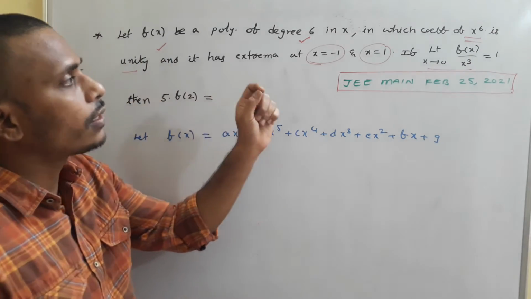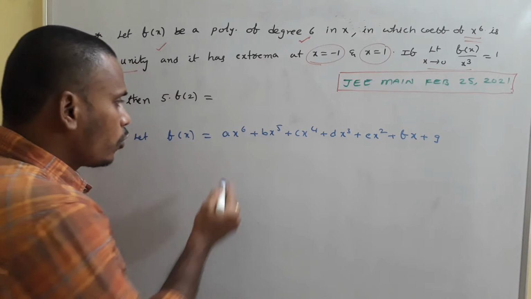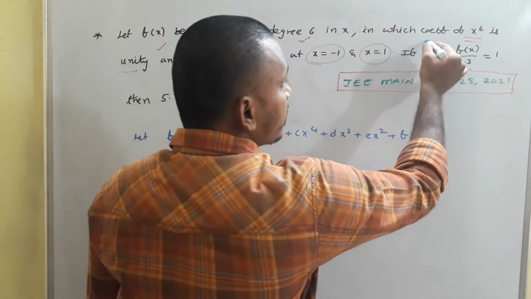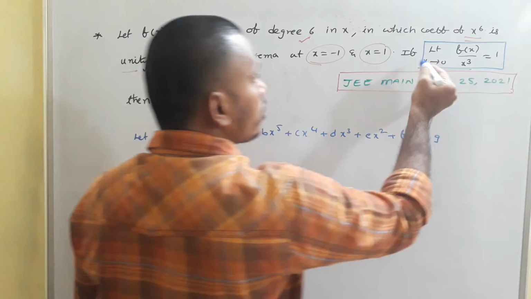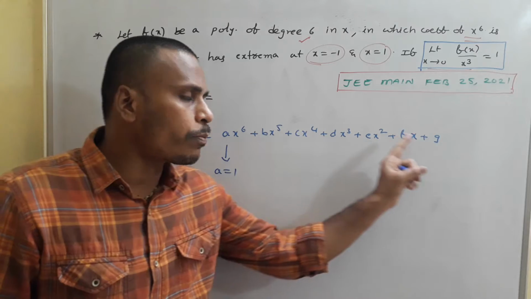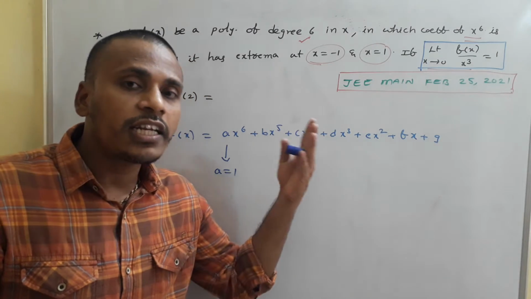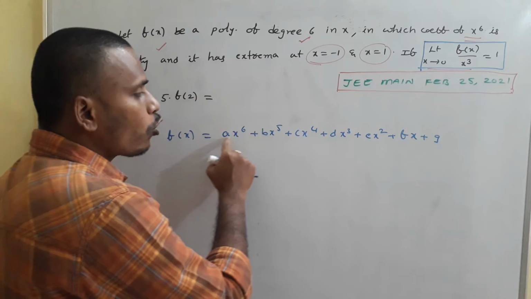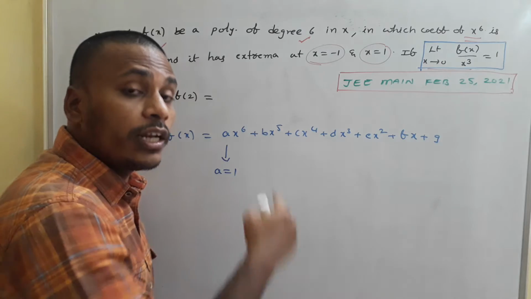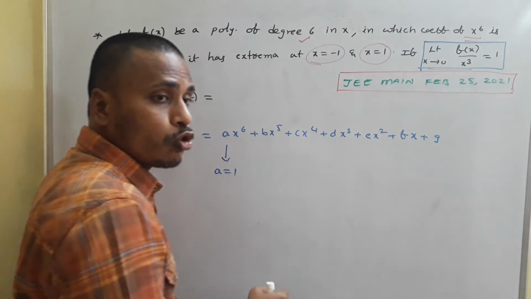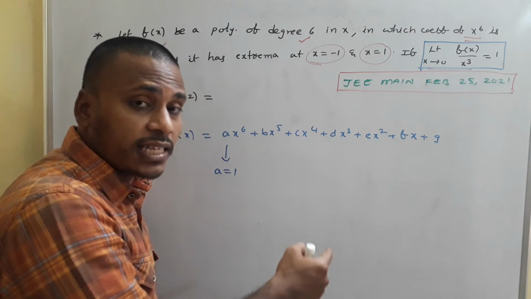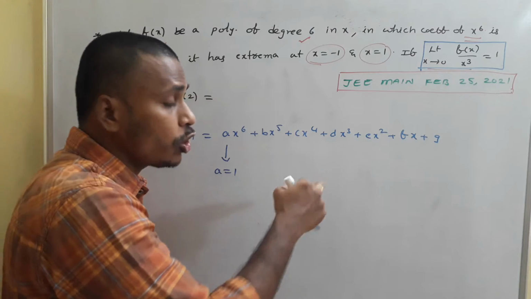As they are giving coefficient of x power 6 is 1, you just fix this value of a is equals to 1. And the next thing, limit x tends to 0, f of x by x cube is equals to 1. You just pay attention on that. So simply if you divide this total polynomial with x cube, the result is 1. g by x cube as x tends to 0 leads to infinity. Ex square by x cube means e by x, as x tends to 0 gives us infinity.